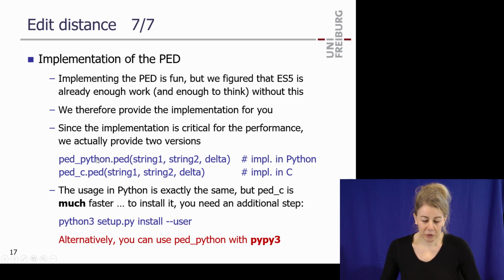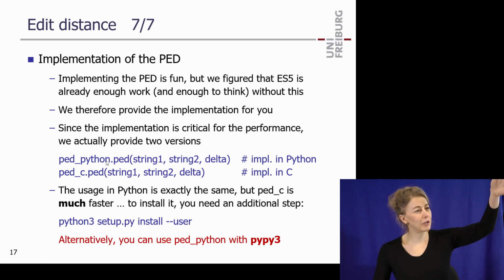This one with pure Python is quite slow. Then you see that edit distance is hard to compute. This one is fast. This one with PyPy is reasonably fast. Yes, you have a question?